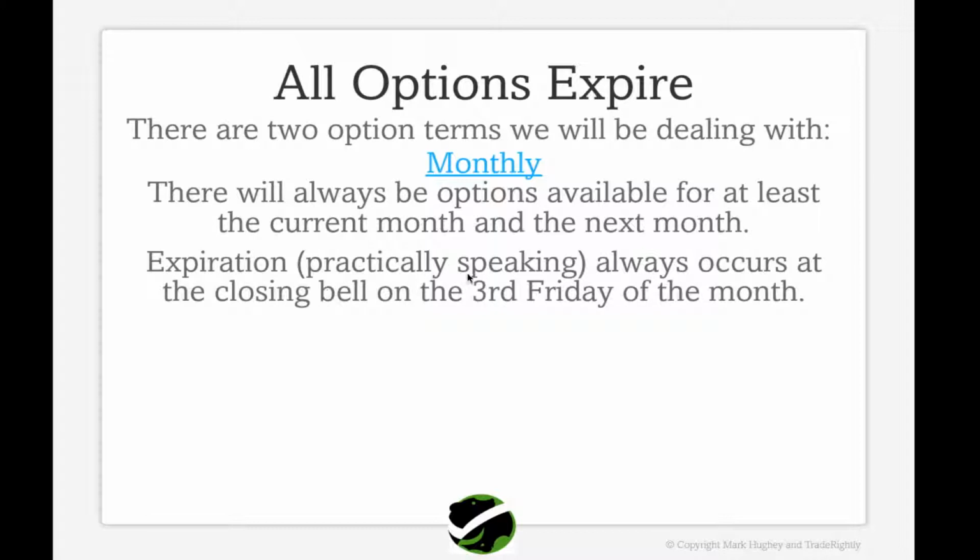Monthlies expire, practically speaking, that expiration always occurs at the closing bell on the 3rd Friday of the month. And the reason I put practically speaking in parentheses is that technically the option contract expires on the Saturday after this 3rd Friday, but there is no trading on Saturdays. So you'll see as we go on and we talk more about the strategy, we want our options to expire. We're waiting for that expiration, and if we haven't been assigned at the closing bell at the end of trading on that Friday in the 3rd week, then we're safe. It doesn't matter that the expiration technically occurs on the Saturday.